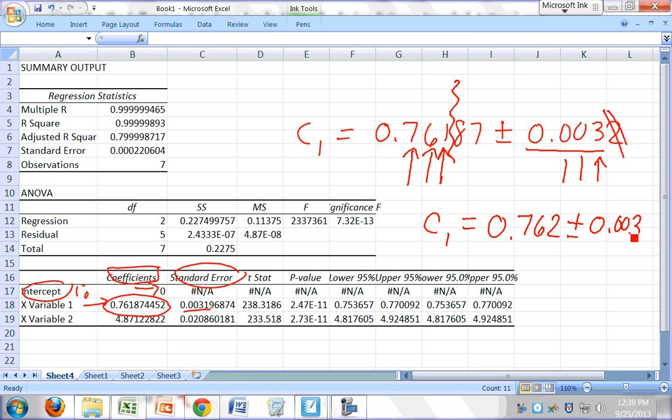Okay, what about your C2? The coefficient for X Variable 2 is this one right here, C2. So we say that C2 is equal to 4.8712 plus or minus 0.02. So how should I round this off? This is 4.87, so I drop off the 1 and 2. So C2 is 4.87 plus or minus 0.02. So that's how you do regression in Excel.